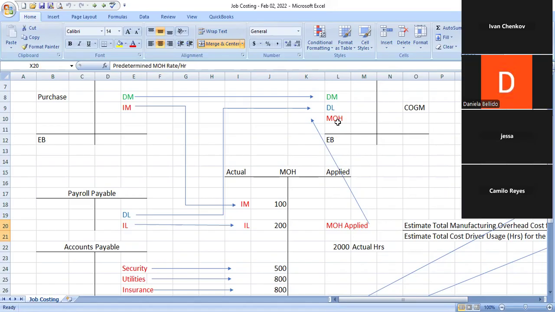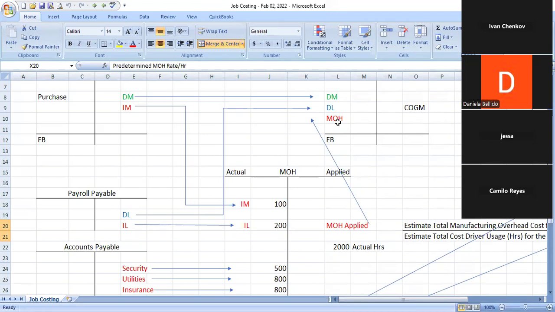Which one do you prefer? The simplest way, which we're going to call the traditional way for allocating manufacturing overhead or allocating the total cost, or the allocation of the total cost based on the actual usage. Which one do you think is more accurate and more realistic? Using the actual usage. The actual usage will be more realistic, yes.